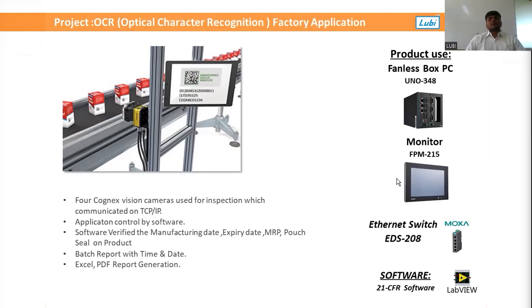On conveyors, cameras are available that inspect these products and verify the date, MRP and other items on the pouch. This data is fetched at high speed by our Moxa switch to our PC, where we have installed our software. For any OCR applications in pharma, food and beverages or automotive, our industrial-grade PCs, IPC, DAQ cards and software will be used.